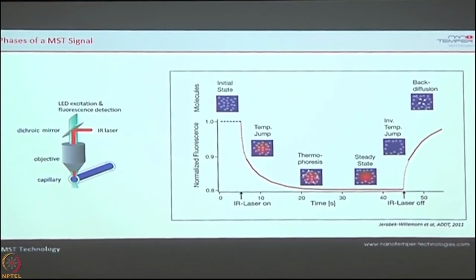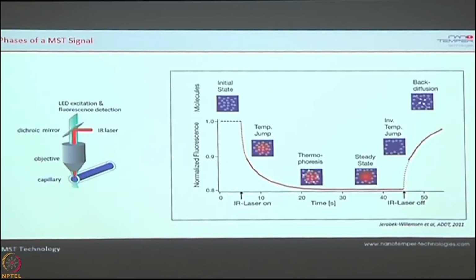So for 30 seconds I am putting the laser on, okay? All the molecules are moving away from the heat, and within 30 seconds they attain the steady state, as you can see here. And after that, I am putting the laser off. Since there is a fluorophore, there will be a regaining of the fluorescence. So again, your signal will shoot up, right?